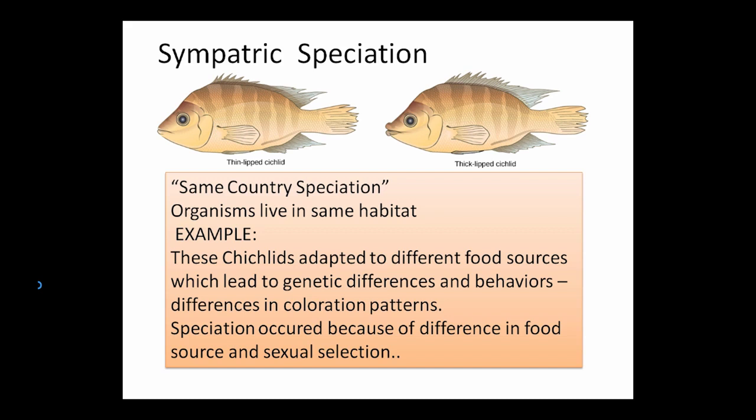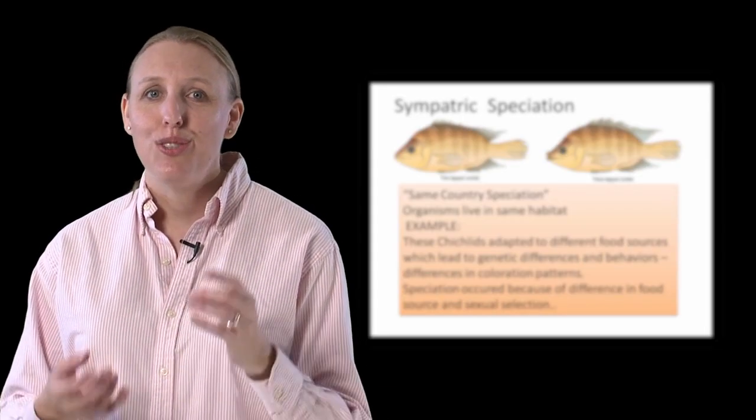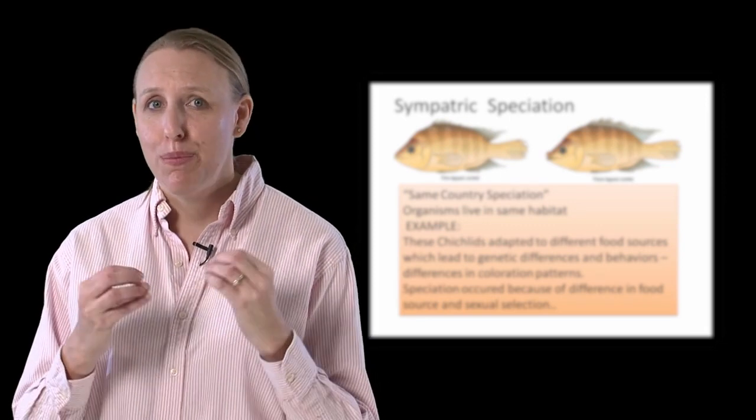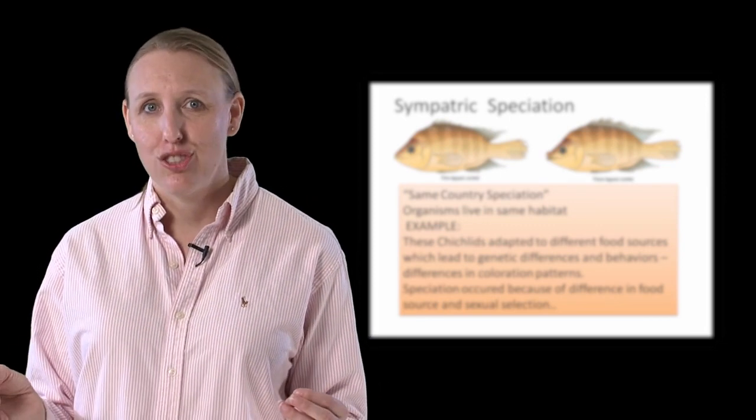So food sources and sexual selection can play a role, and this is part of sympatric speciation. So you're within the same habitat, but behaviors change, maybe food source changes, something changes that separates them into two or more groups that reproduce only within those groups, and over time changes will accumulate. So remember, the key to speciation is some sort of reproductive barrier or reproductive isolation.